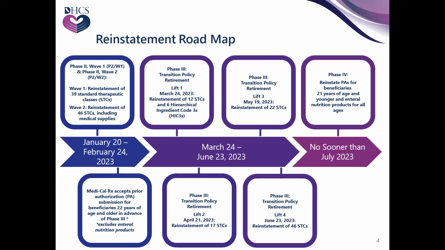March 24th, Phase 3 began in a series of lifts to retire the transition policy for beneficiaries 22 years of age and older. Lift 1 began March 24th and retired 12 STCs and 6 HIC-3s. Lift 2 began on April 21st and retired 17 STCs. Lift 3 began on May 19th and retired an additional 22 STCs. And Lift 4 will begin June 23rd and will retire an additional 46 STCs.